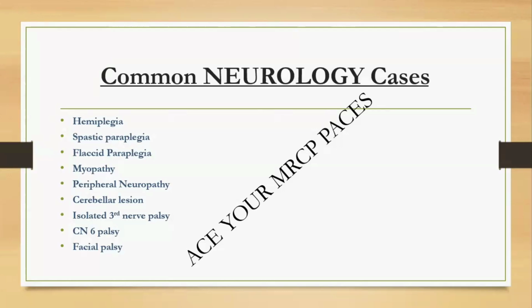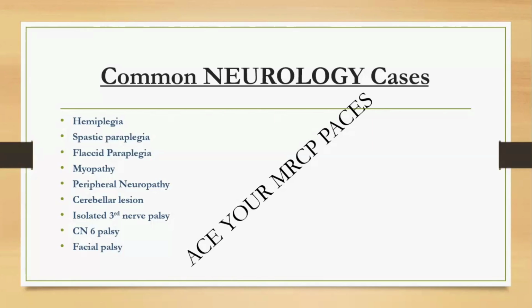So, according to your findings, your DD will change. For only spastic paraplegia, you will give just the broad DD. For spastic paraplegia with dorsal column involvement, your DDs will change. For spastic paraplegia with dorsal column and cerebellum, you will have the differential diagnosis of multiple sclerosis and Friedreich ataxia. And if there is internuclear ophthalmoplegia, then your diagnosis is confirmed that yes, it might be a case of multiple sclerosis. So, according to your findings, your differentials will change.